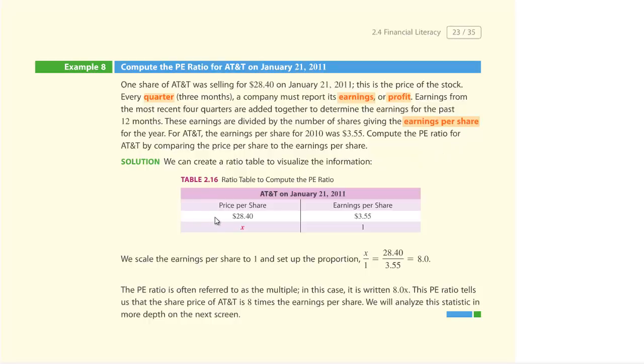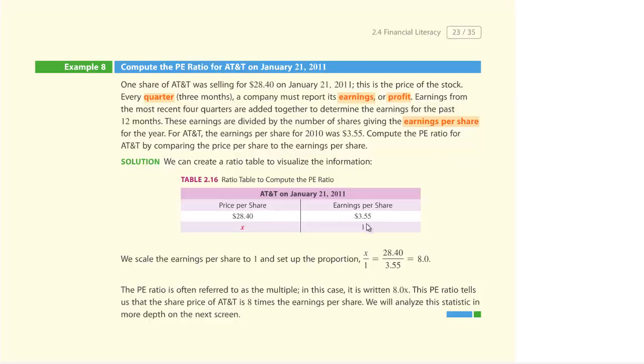Okay, so for a little bit more realistic example, we can say that for AT&T, the earnings per share for 2010 was $3.55. So for every share you owned, you would get $3.55 basically in profit. So let's see if we can compute the PE ratio. And remember, the PE ratio is price per share compared to earnings per share. That's the PE, price to earnings. So to help you remember, PE is price to earnings.